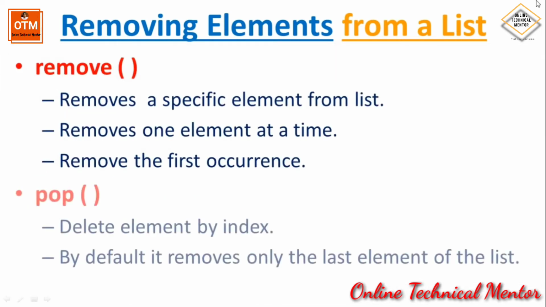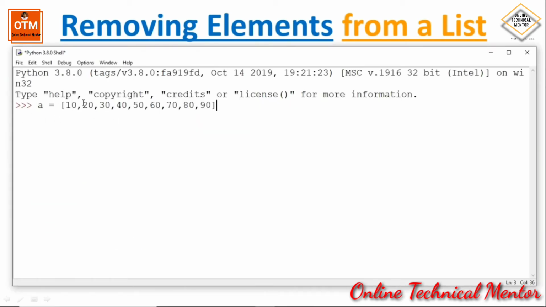The second way of removing an element is the pop method. It deletes an element by index. That means you have to specify the index. By default, if you do not specify anything, it will delete the last element of the list. Let me show you an example. This is a list which contains 10, 20, 30, 40 and so on. Now if I write a.pop, this pop function by default will delete the last element, that is 90. So give enter, then print A.